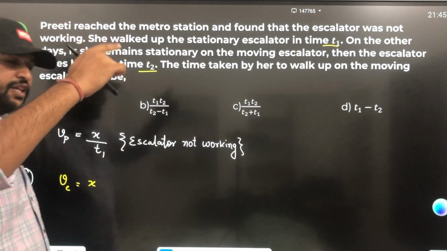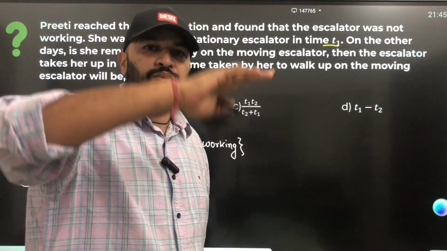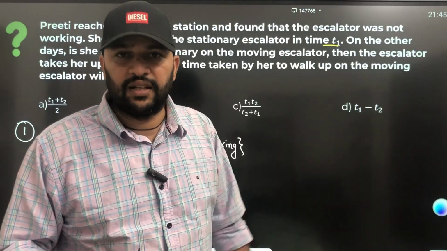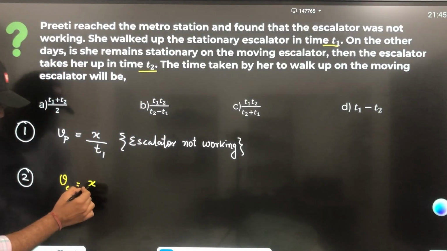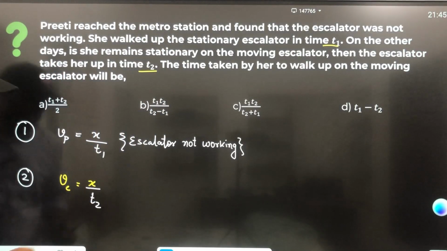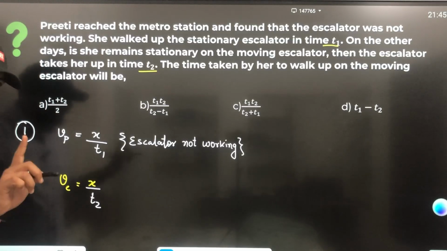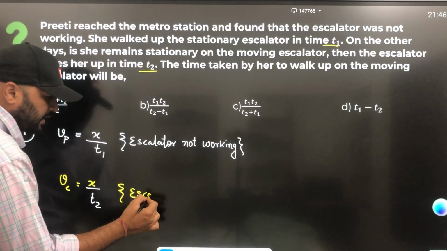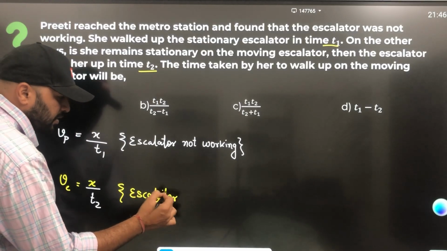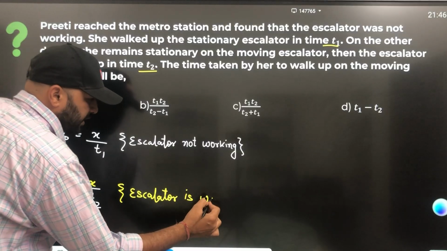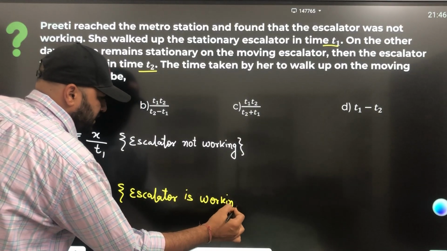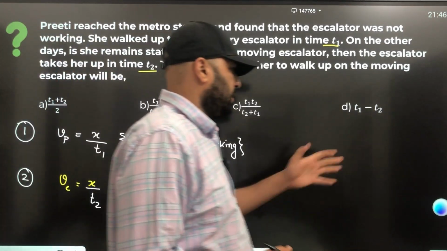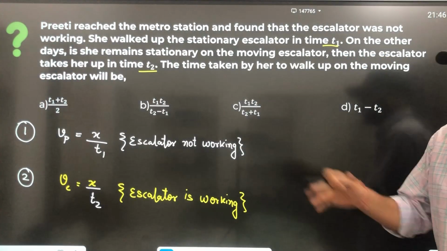When the escalator is taking you from one floor to another floor, it is taking you to the same height. It is not like when the escalator is moving, it will take you to any other level. So VE will be equal to x by t2. This time the distance remains the same, but the time changes, and in that case the escalator is moving. Let me write here: escalator is moving, or it's working. Now these are the two scenarios. I'll show you some animation also in both the cases.